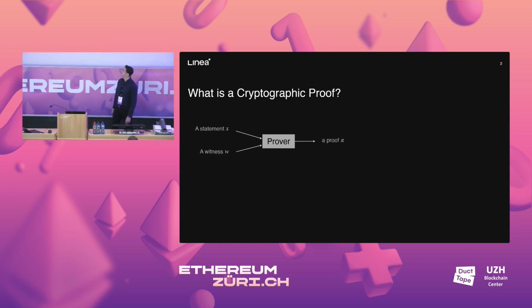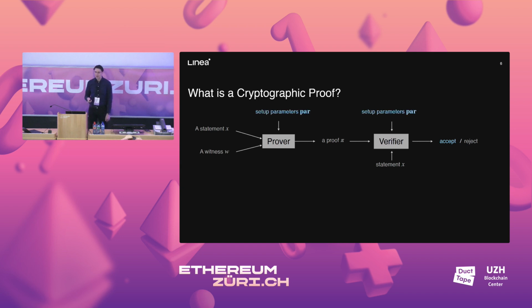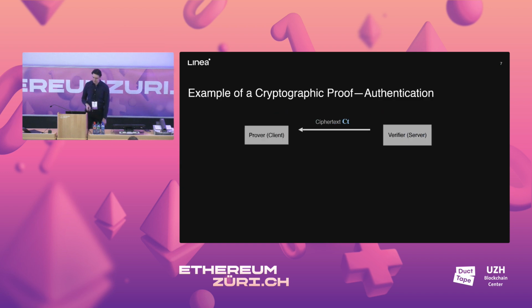We're not going to dwell too much on it, but basically we have a prover, we have a statement, we have a witness, and we want to make a proof. What does that mean? This proof then gets fed into a verifier, and the verifier also needs access to the statement, and it's going to accept or reject. And in order for all of this to happen, we will also need some setup parameters.